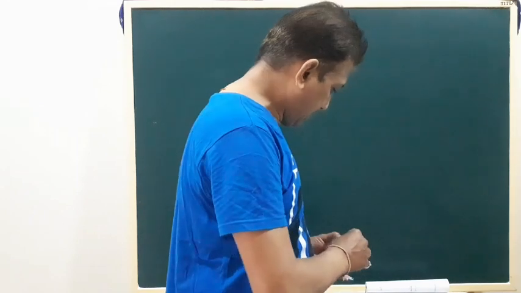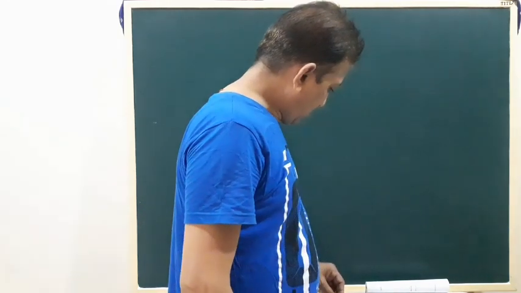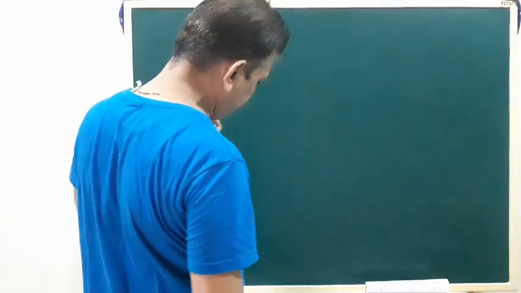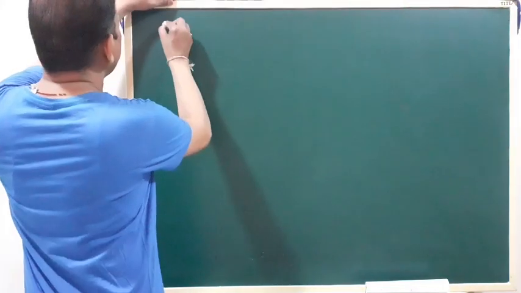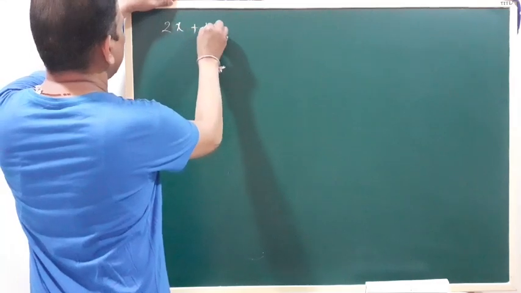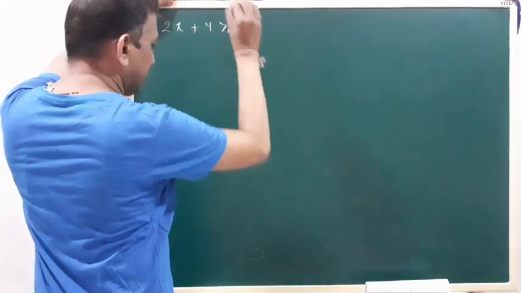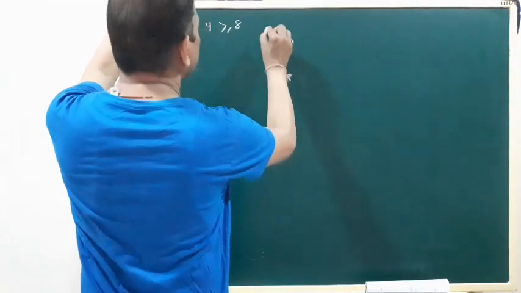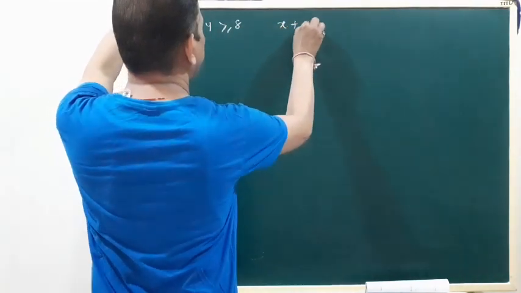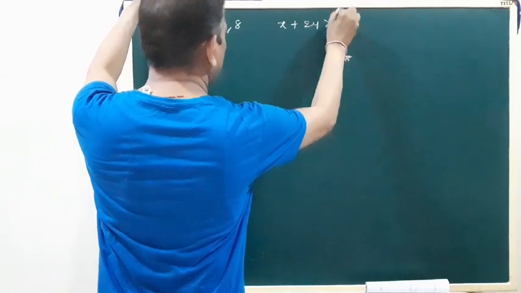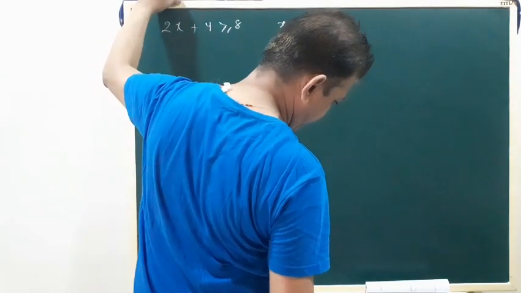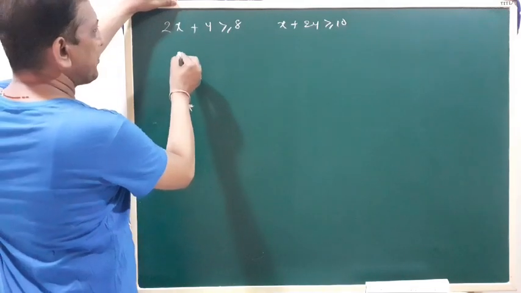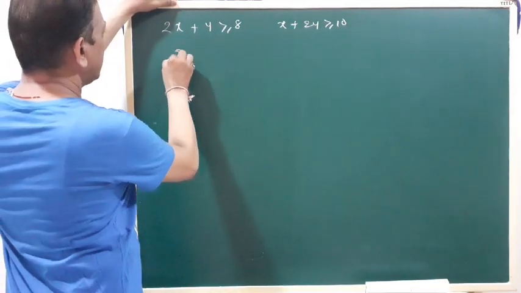First equation is 2x plus y greater than or equal to 8, and x plus 2y greater than or equal to 10. First we solve these equations by the elimination method.